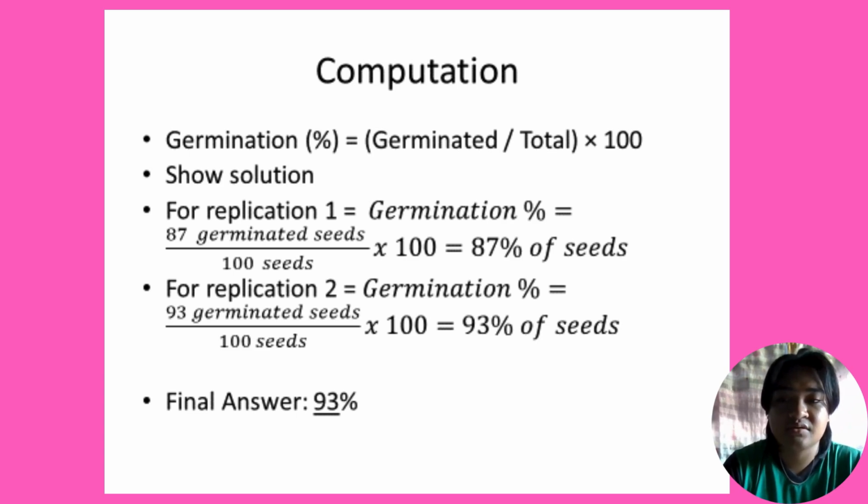So 87% of the seeds germinated. For replication 2, 93 divided by 100 times 100, resulted in 93%. The 93% means that the seeds germinated. Therefore, the final germination percentage obtained in the experiment is 93%.